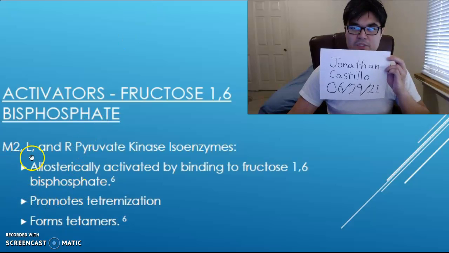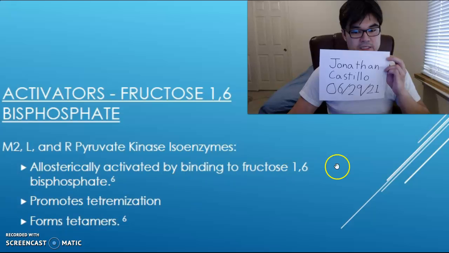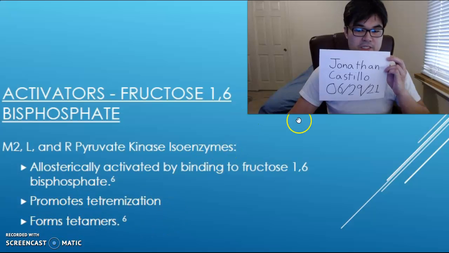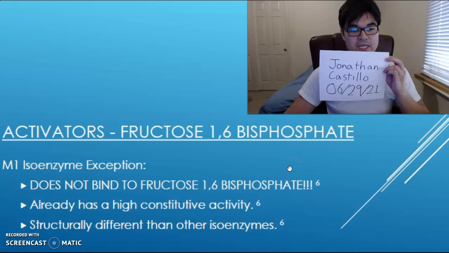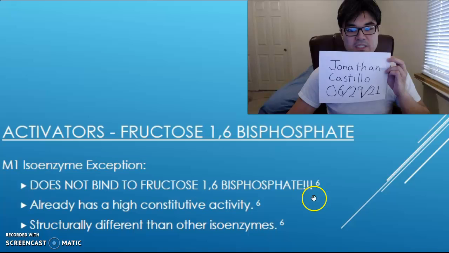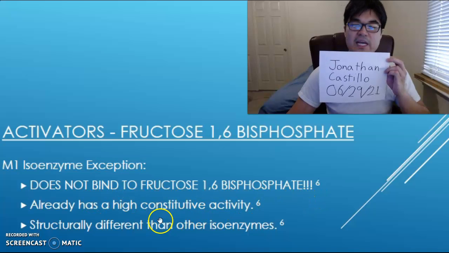For M2, L, and R pyruvic kinase isoenzymes, they are all allosterically activated by binding to fructose 1,6 bisphosphate. This promotes tetramerization and it forms tetramers out of the isoenzymes. But it is important to note, though, that the M1 isoenzyme does not bind to fructose 1,6 bisphosphate. This is because it already has a high constitutive activity and it's structurally different than the other isoenzymes.